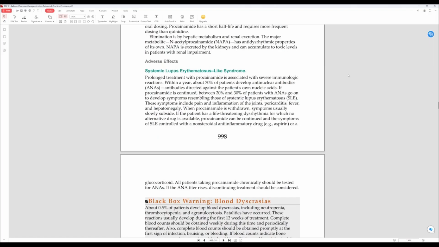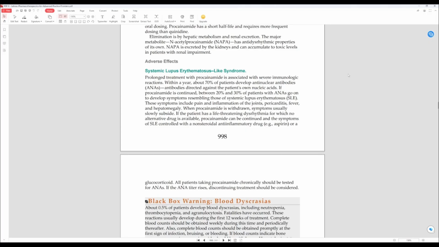Adverse effects: systemic lupus erythematosus-like syndrome. Prolonged treatment with procainamide is associated with severe immunologic reactions. Within 1 year, about 70% of patients develop antinuclear antibodies directed against the patient's own nucleic acid. If procainamide is continued, about 20 to 30% of patients with ANA go on to develop symptoms resembling those of systemic lupus erythematosus, or SLE.